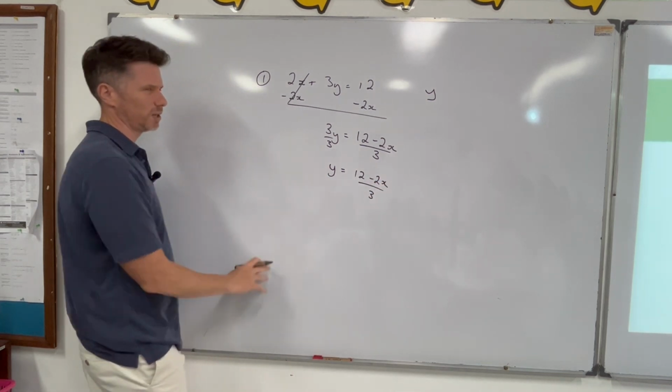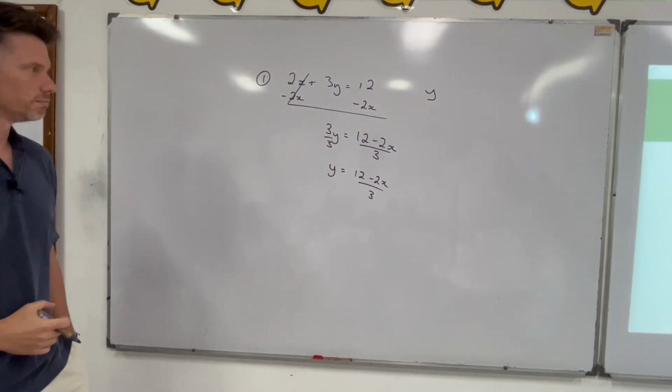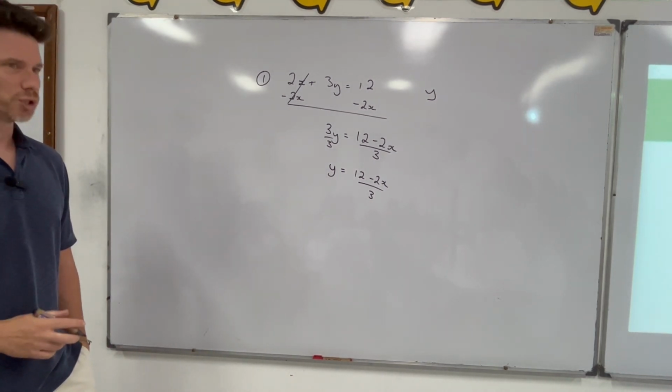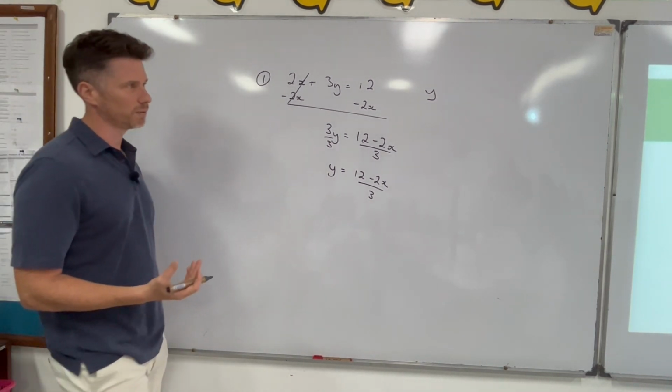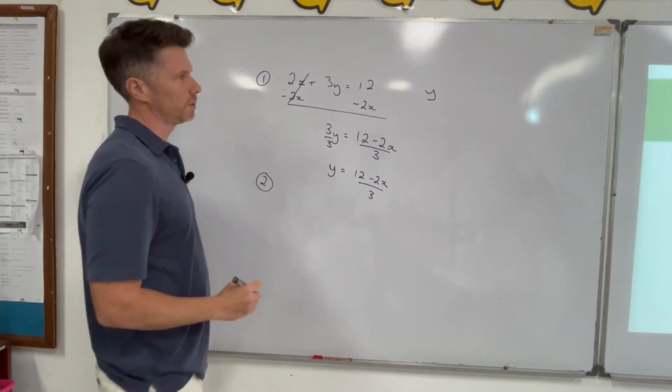Now I could tidy this up a little bit. You can divide 3 into 12, but I'm okay with you just leaving it like that. And that's it. So just doing the same process of solving. It's just a little bit more complicated because there's letters involved. Let's look at the second one.